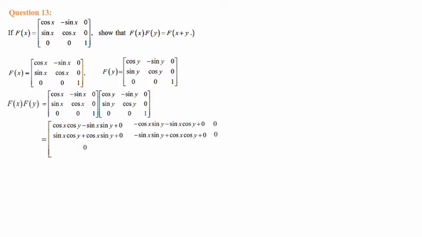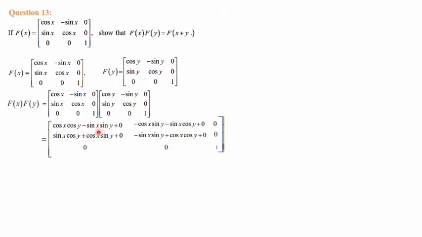Next is the third row. Third row with the first column, everything will be 0. 0 into cos y is 0, 0 into sin y is 0, 1 into 0 is 0. Then the third row with the second column, 0 into sin y is 0, 0 into cos y again 0, 1 into 0 again 0. When we add, we will get 0. Then third row with the third column, 0 into 0 is 0, 0 into 0 again 0, plus 1 into 1 is 1. So 0 plus 1 we get as 1. So that is the resultant matrix.